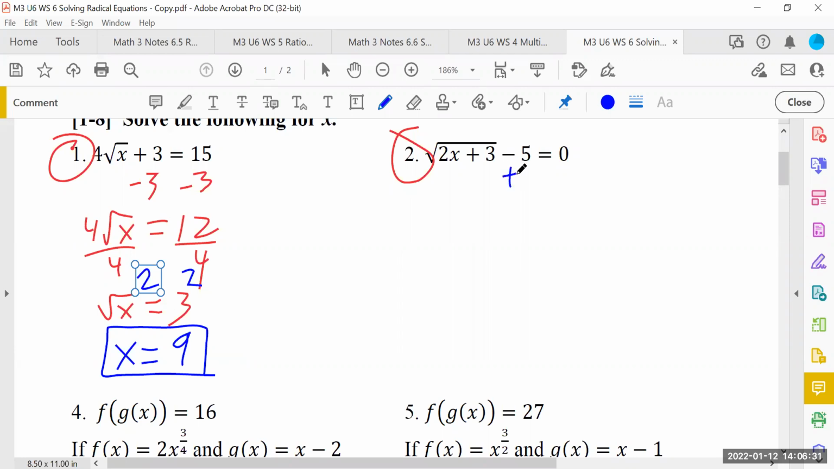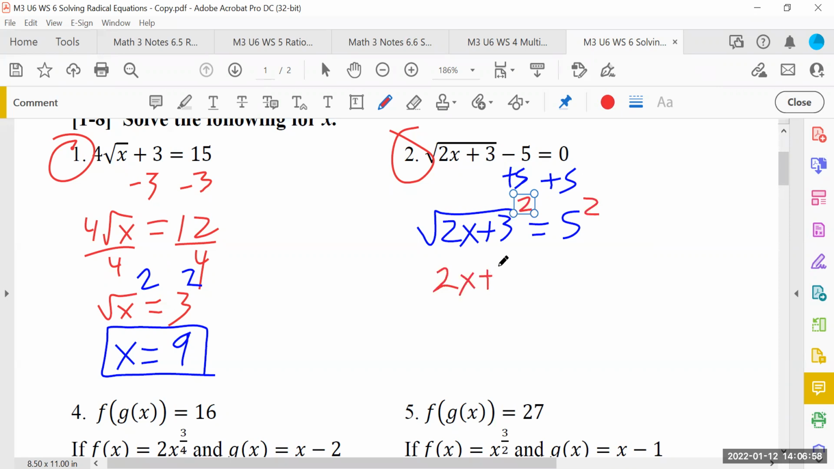Add 5 to both sides. Square root of 2x plus 3 equal to 5. Not here today. Akash, what would I do next? Yes. So the square root's by itself now, so I can square both sides. 2x plus 3 equals 25. And then it's a 2-step problem. Let's finish it. Raul, what's your next step there?